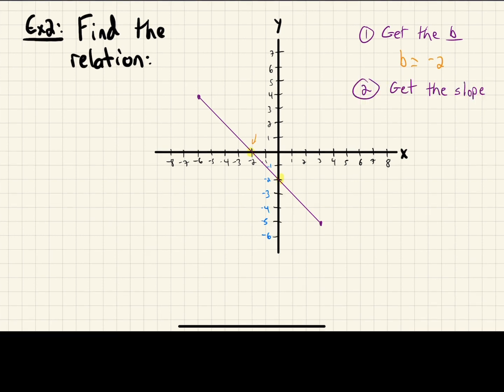Second part is to get the slope of the line, or the m part of the equation. Now, again, you can pick any points along this line. This time I'm going to keep it simple. I'm going to pick the first point and the last point. And of course, we read this graph from left to right.